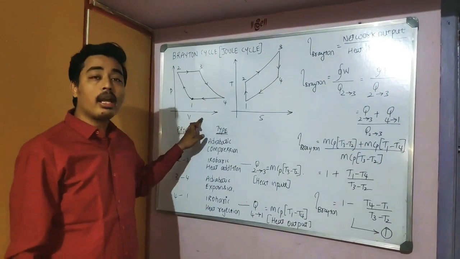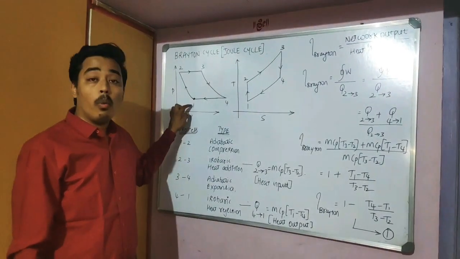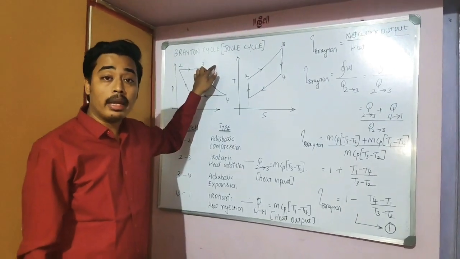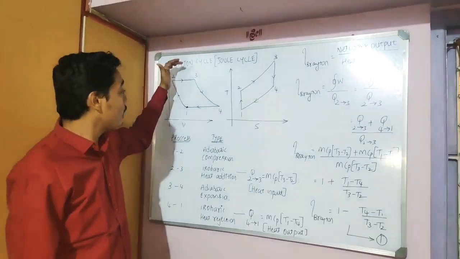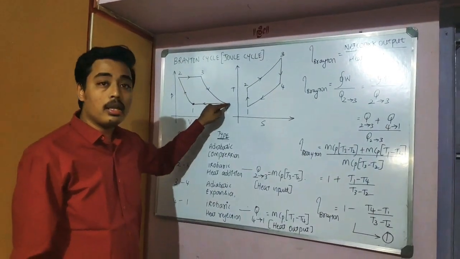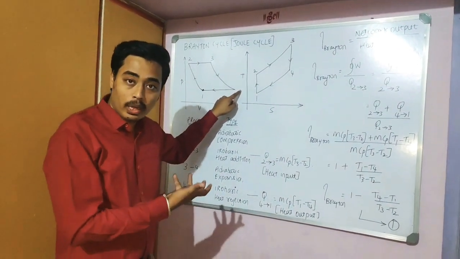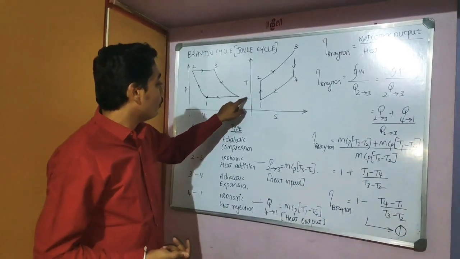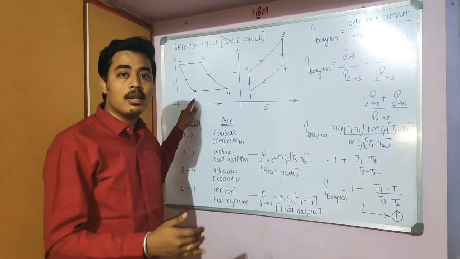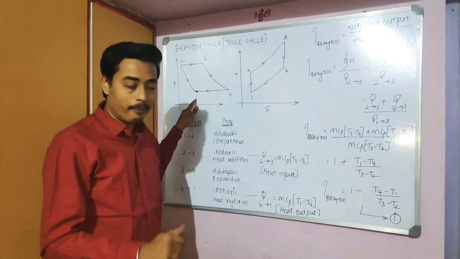So the PV diagram of the Brayton cycle is as such: 1 to 2 is adiabatic compression, 2 to 3 is isobaric heat addition. That means the heat addition takes place during the process 2 to 3. And 3 to 4 is adiabatic expansion, where the work is extracted. And 4 to 1 is isobaric heat rejection, where the heat is output from the system.